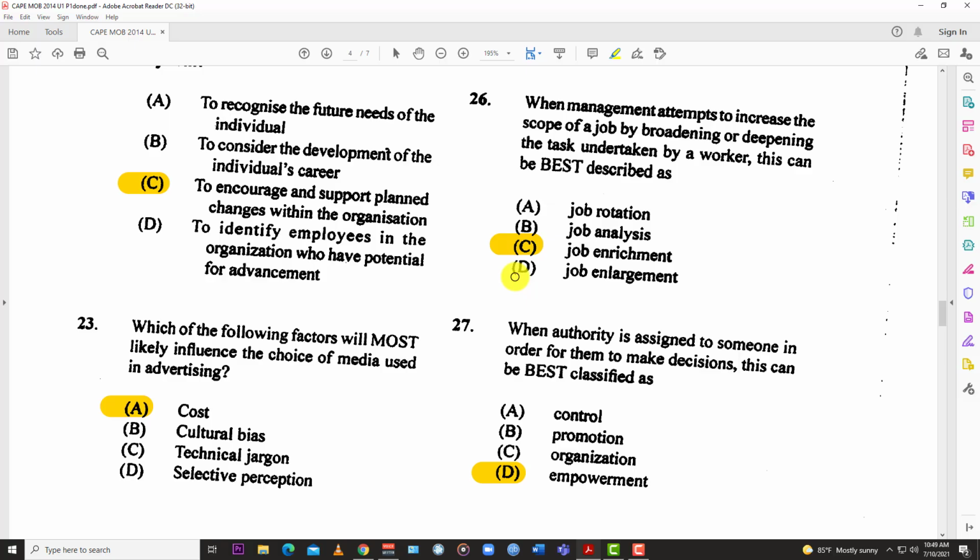So the same job, but they make it a little bit deeper and they broaden the scope of the same task. So that is why it's job enrichment. They make that same job more fulfilling, more enriching.